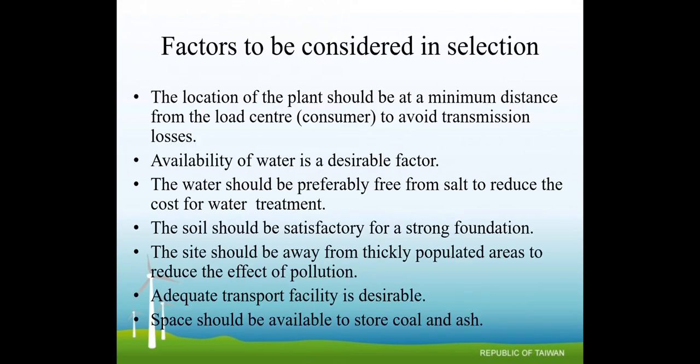What are the factors to be considered in the selection of a thermal power plant? The location of the plant should be at minimum distance from the load center, the consumers, because transmission loss is high, so the load center should be very close to the power station. Availability of water is a desirable factor because the cooling tower needs a lot of water. The water should be free from salt. If it has salt, it can corrode the mechanical components and increase the cost of treatment.